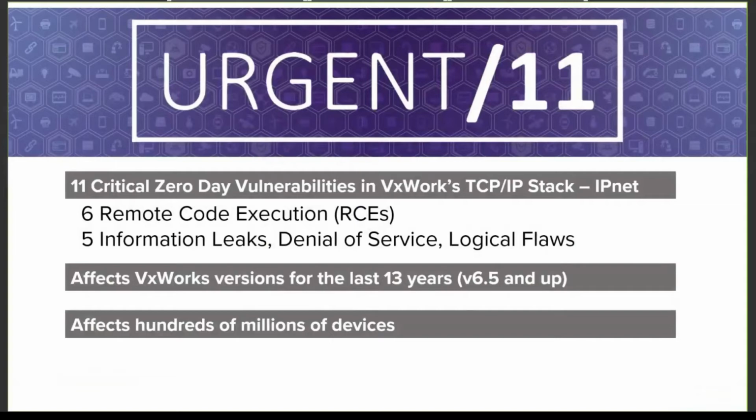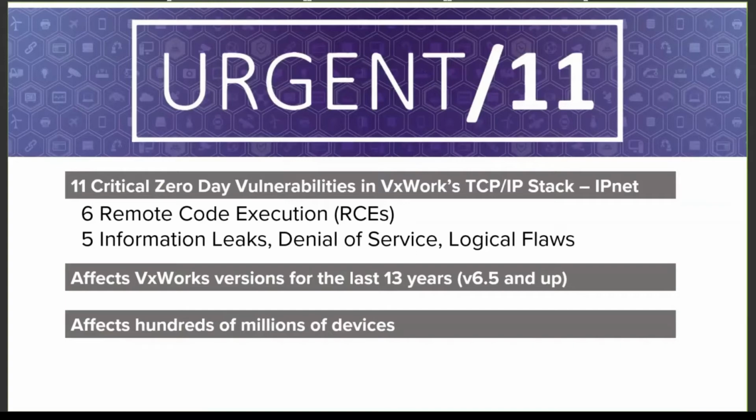What is a TCP/IP stack? Basically, it's the name of the part of the system that does the networking. As Curtis mentioned, every device is connected to a network, and it needs to talk to other devices in the network. Every bit of logic that comes into a device that runs VxWorks, that is, the logic of communicating and networking, comes from the TCP/IP stack inside VxWorks, which is named IPNet in this case.